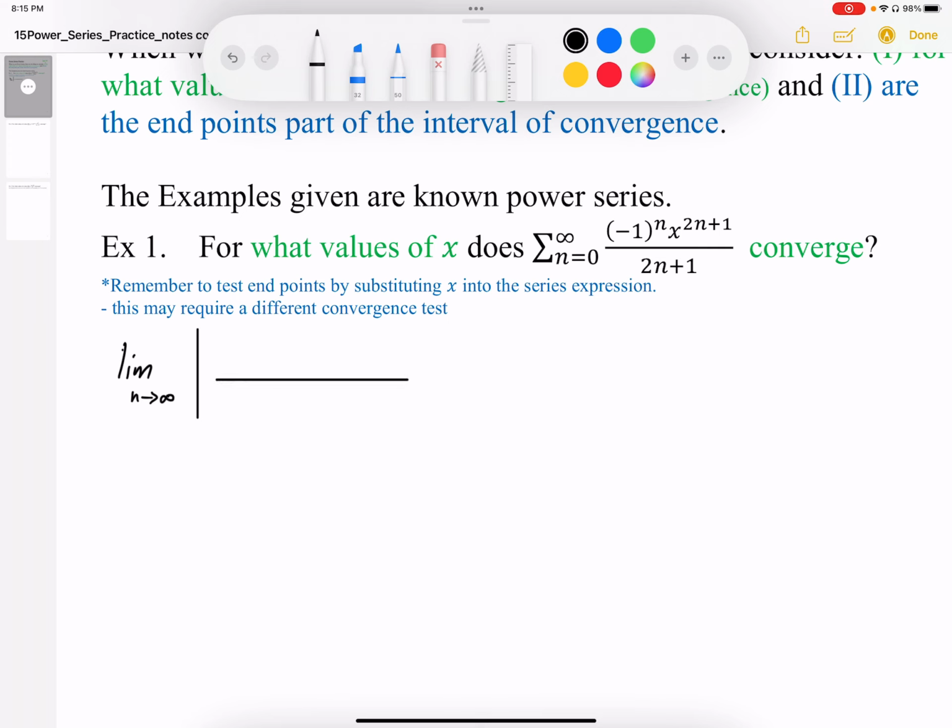So we have in our numerator our a_(n+1). So it's going to look like this: negative 1 to the power n plus 1, we have the x to the power of, I'm going to rewrite that. So we're going to have x to the power of 2 times n plus 1 plus 1. So that's going to be x to the power 2n plus 3. In the denominator, we're going to end up with 2 times n plus 1 plus 1. So that's going to give us 2n plus 3 in the denominator.